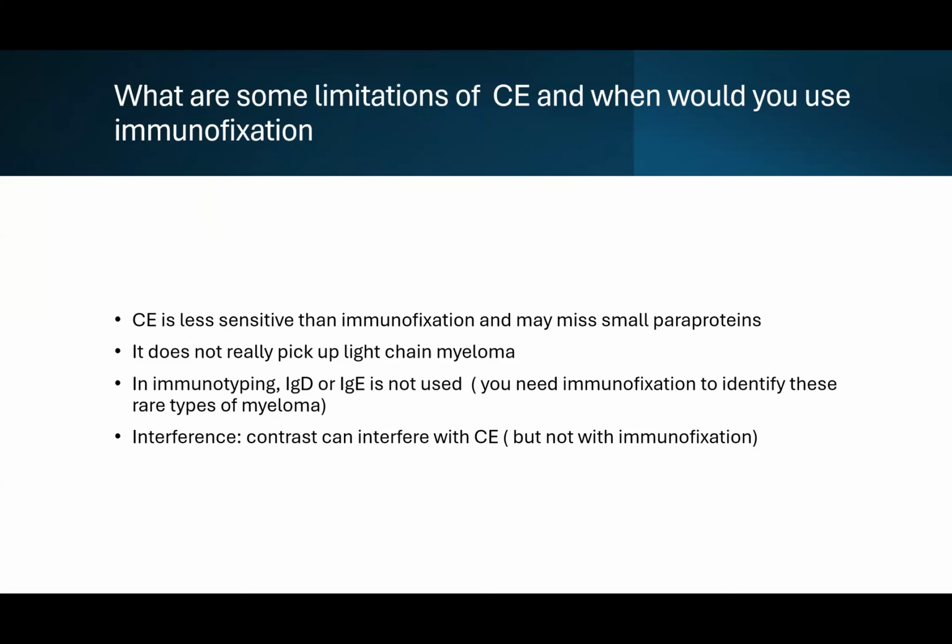Also, in immunotyping done by capillary electrophoresis, IgD or IgE is not used because they are very rare. Whereas when you do immunofixation, you can also add antibodies against IgD and IgE to identify these rare types of paraprotein. There is also interference: contrast can interfere with capillary electrophoresis, but not with immunofixation.